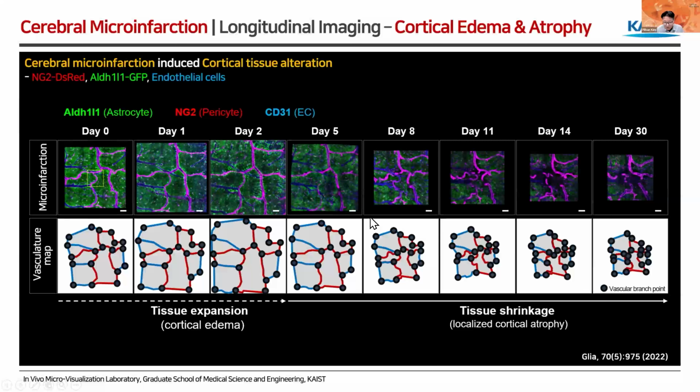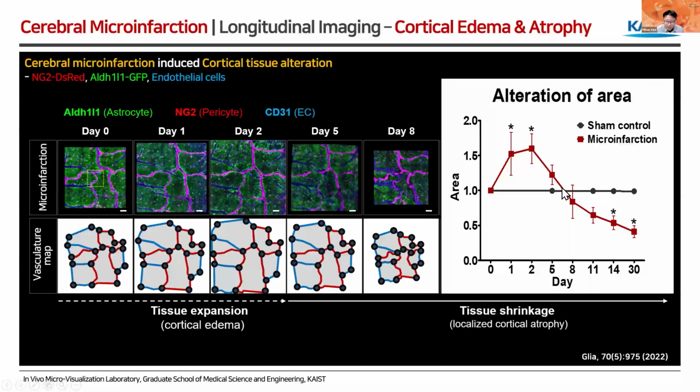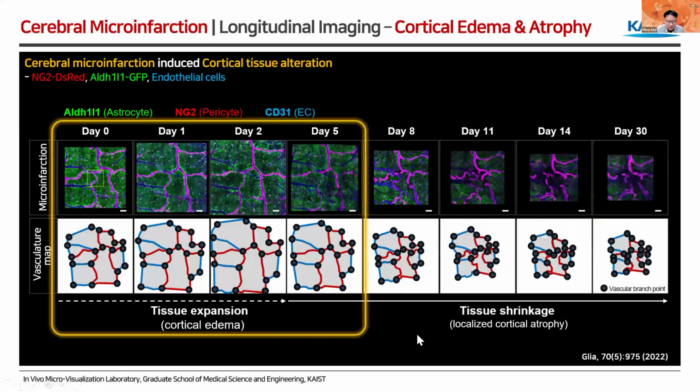But after that, the tissue continues to shrink due to the localized cortical atrophy of the neurons and then other neuronal cells. So as you can see in here, after we induce the microinfarction, we first see the edema and spontaneous recovery to the baseline, and then atrophy up to 30 days. And again, this is one single mouse model, with continuous repetitive longitudinal imaging results.